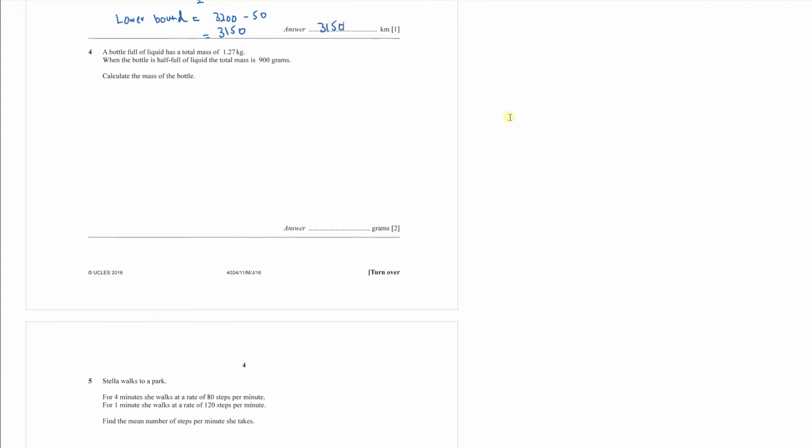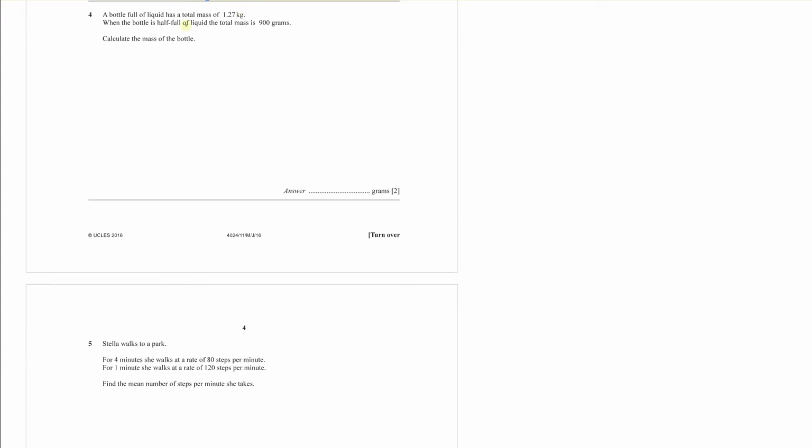Let's move on to question number 4. A bottle full of liquid has a total mass of 1.27 kg. When the bottle is half full of liquid, the total mass is 900 grams. Calculate the mass of the bottle.